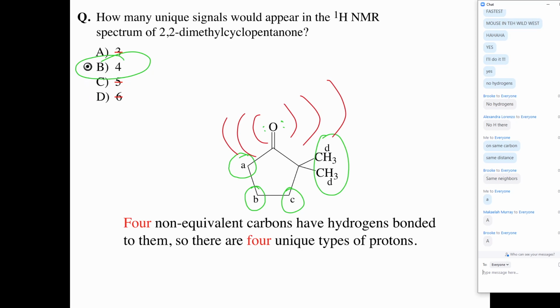Todd, go ahead, quickly. Sorry, why wouldn't you label the methyls A and then go around like that? Is there a reason why you did the A on the left side first? Oh yeah, no, not at all.